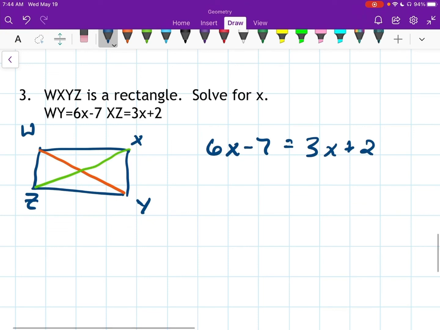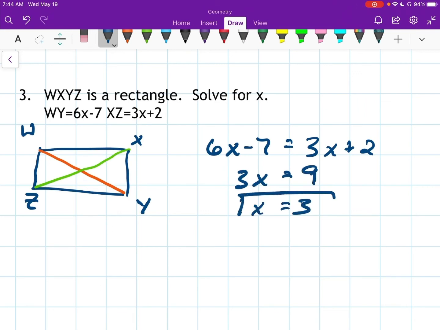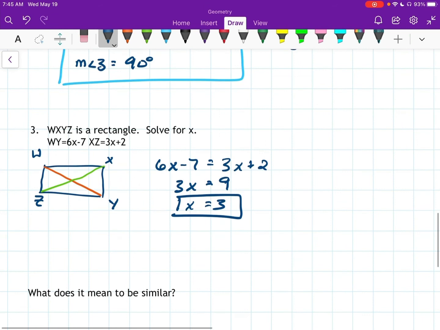Solving this, what will I get? 3x is 9, so x is going to be 3. Alrighty? Pretty easy, or at least hopefully so.